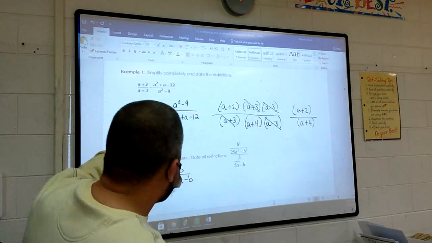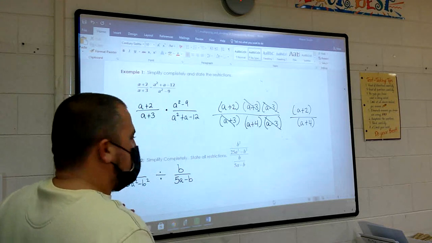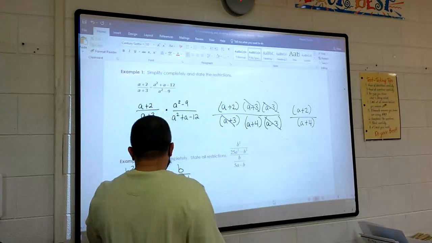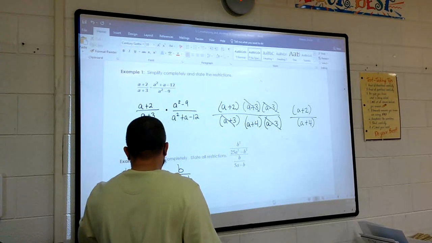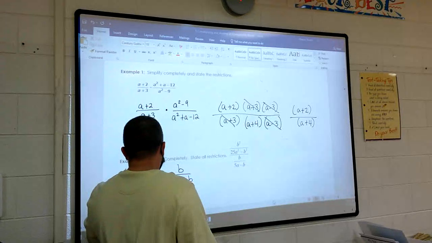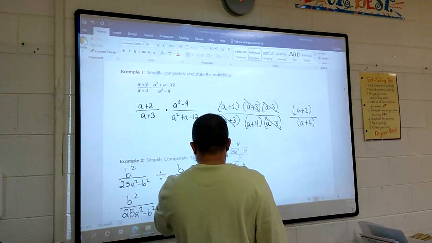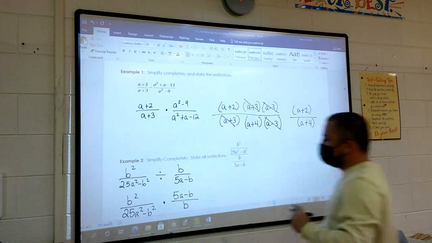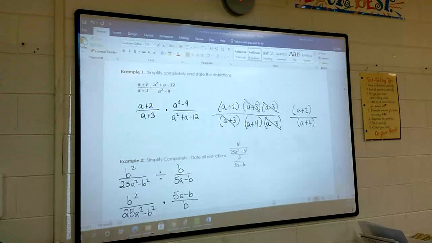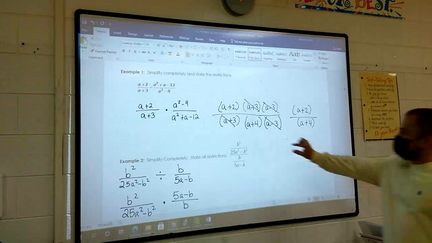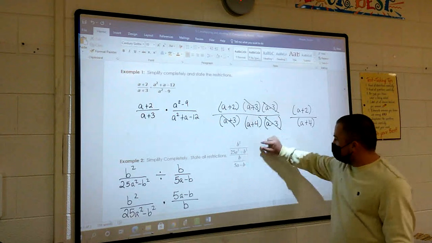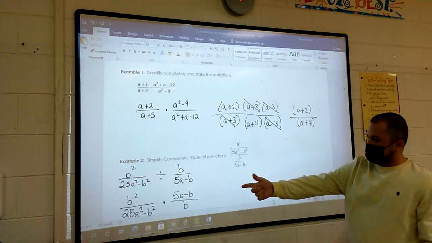Well, we just said if it looks like that, divided by, then we just change it to multiplying, right? So b squared over 25a squared minus b squared times 5a minus b over b. So all we did now was change it to multiplication. It was division, and now we flipped the fraction and changed it to multiplication. The problem started with this divided by this, and we flipped it, and now it's that times that.